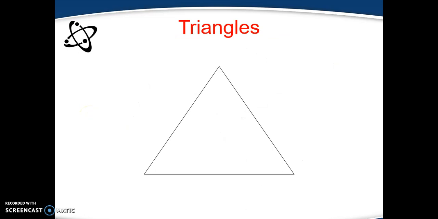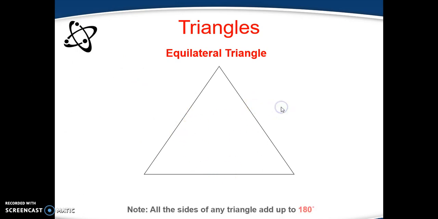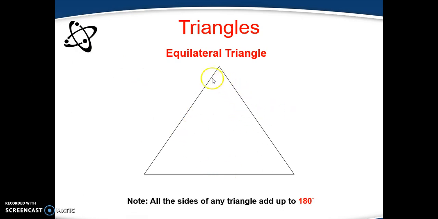Let's have a look at some triangles now. Triangles is where mostly you'll see a lot of angles, or you'll be asked to calculate a lot of angles. So let's have a look at this first triangle here. This is an equilateral triangle. This means all the sides are the same size, and when all the sides are the same size, that must mean all the angles are the same size.